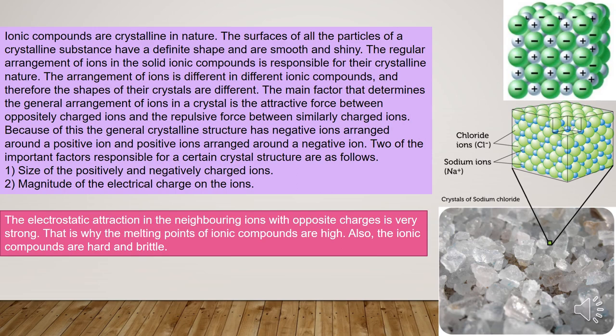Alright. The electrostatic attraction between neighboring ions with opposite charge is very strong, and that is why the melting points of ionic compounds are high. Also, ionic compounds are hard and brittle. Hard means if I want to break it, it will break, but it will require energy. So, the ionic bonds are very difficult to break, and they can break easily also in some cases.